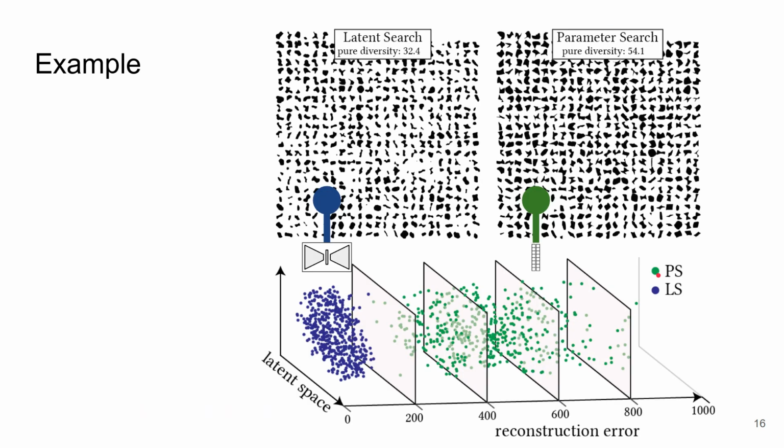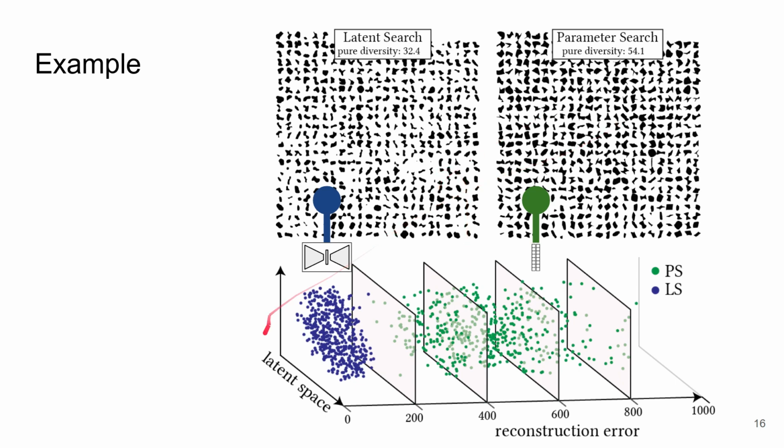So here's an example. We show a shape set from the latent search and from the parameter search, where the latent search diversity is about half of that of parameter search. Just to give you an impression of the kind of shapes that we can produce with the auto VAE using latent search versus parameter search.